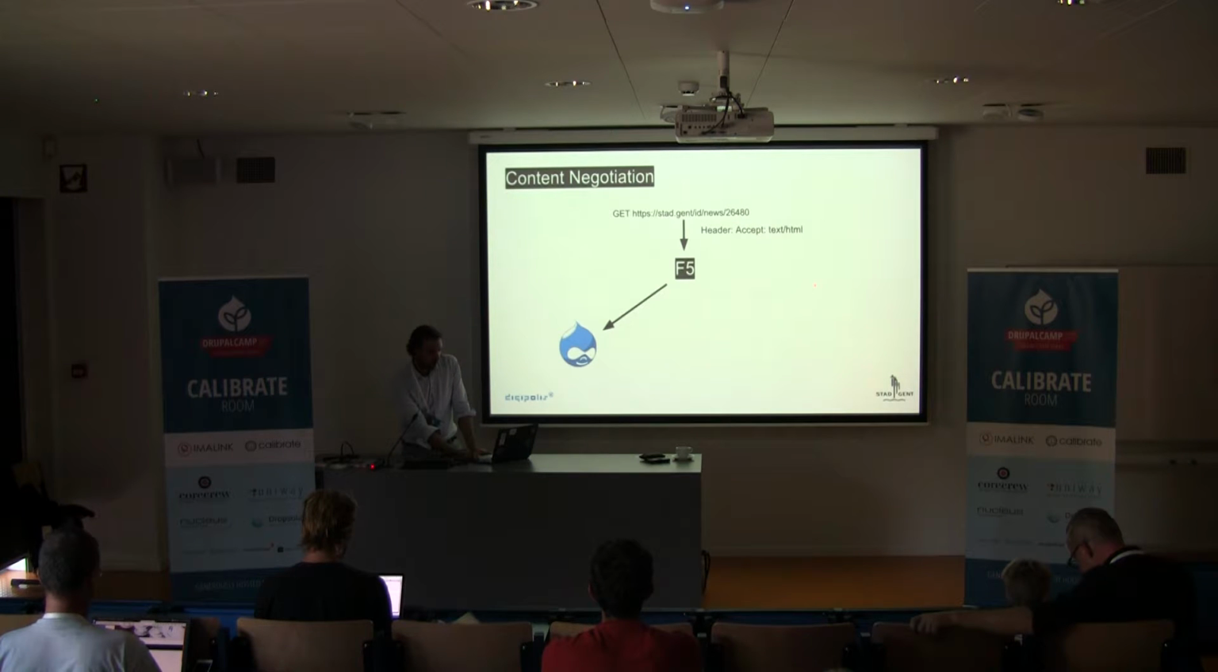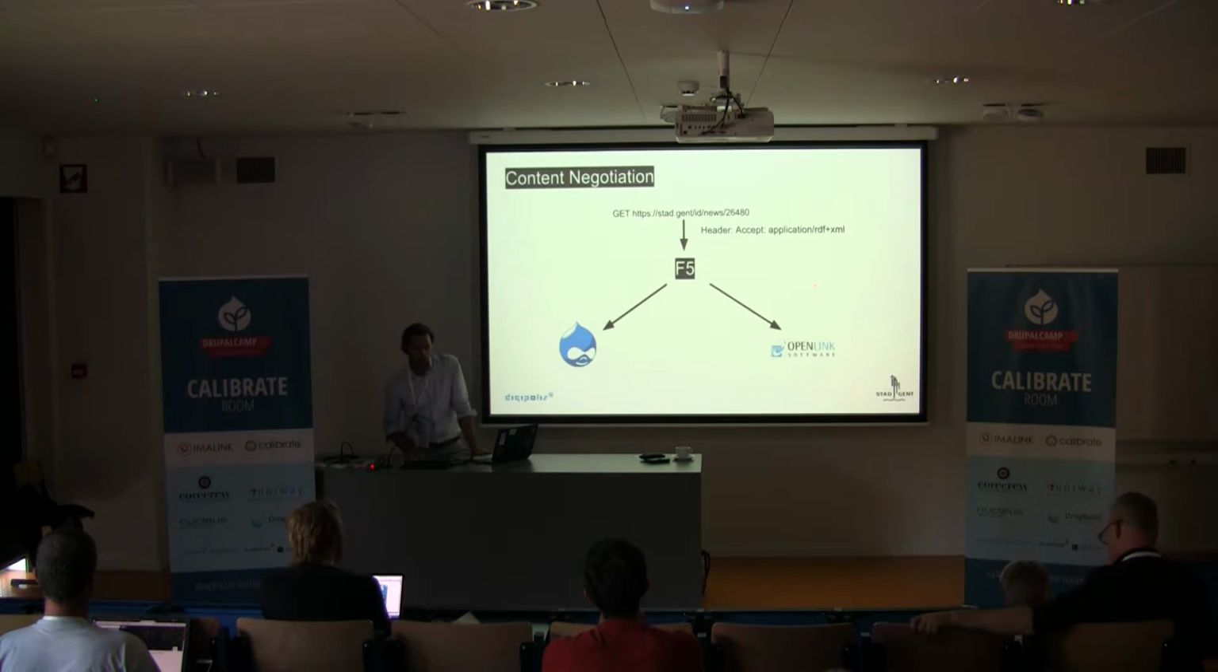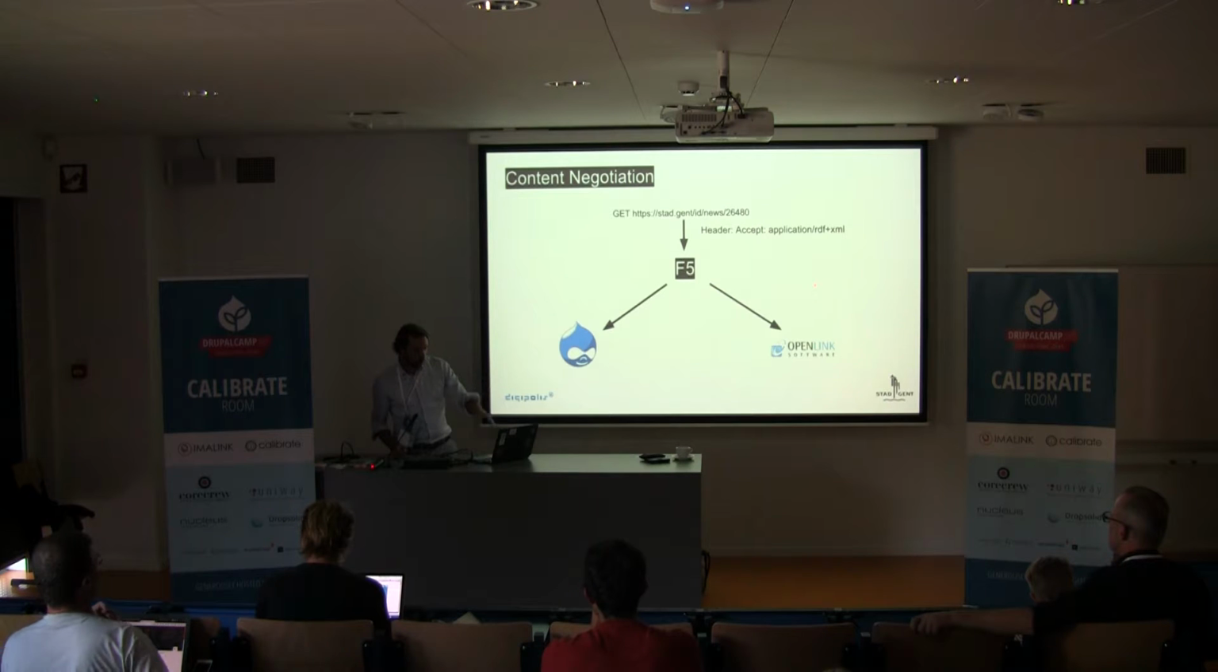If I'm a machine and I don't care about all the pretty markup, then I would probably prefer something like RDF. So I could go to the same URL and put in my header that I would like it in RDF. And then instead of going to Drupal, it would go to our triple store, as it's called. It's basically a database for semantic information. It would do a query on the database and send you back some RDF.